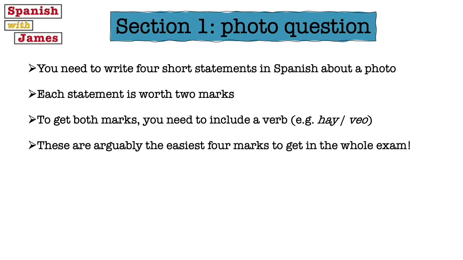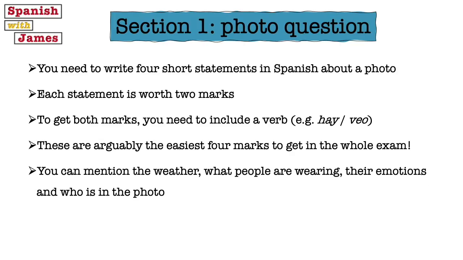Arguably, these are the easiest 8 marks you can get in the whole exam. It's really easy to get these because even if you're stuck, you can generally talk about the people, how many people are in the picture. You could just say, there are 3 people, there's a boy, there's a girl, there's a man, there's a woman. You could talk about the weather, you could say hace sol, pienso que hace frío. You could talk about what people are doing, their emotions, what they're wearing. You could physically describe the people, talk about their hair colour, eye colour. So they're quite easy marks to get.